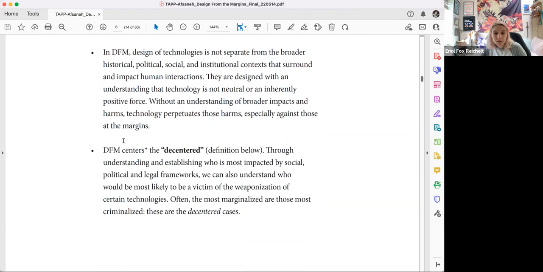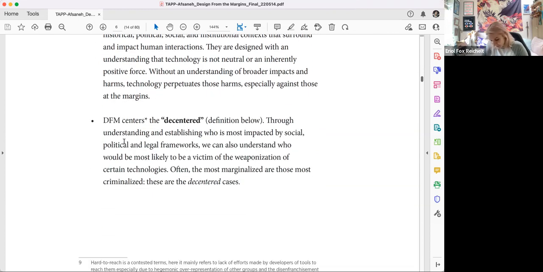Oh no, wait, sorry, I didn't scroll enough. It's this section, which is: through understanding and establishing who is most impacted by social, political, and legal frameworks, we can understand. And my question was, where do designers see gaps? And I think my question might also be, how do designers see gaps, and do designers see gaps when they're designing?